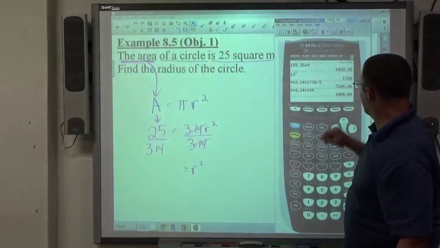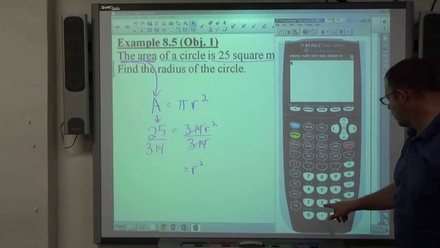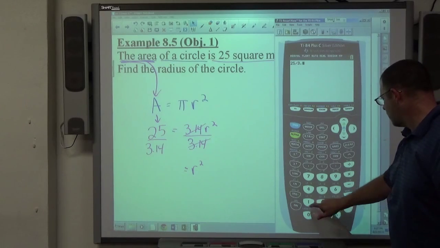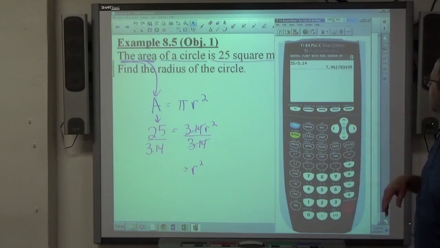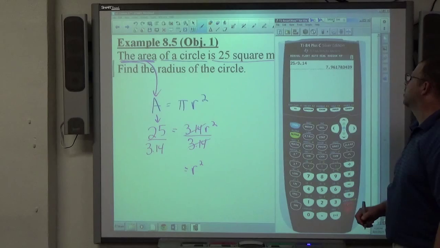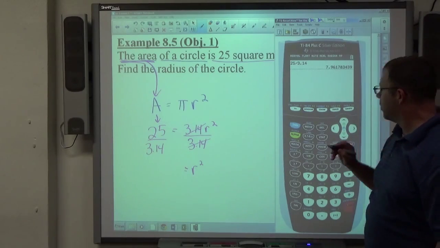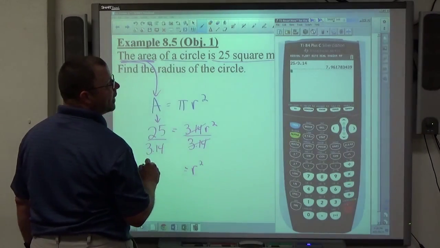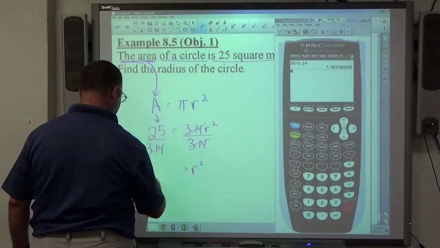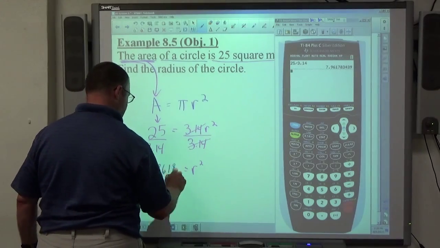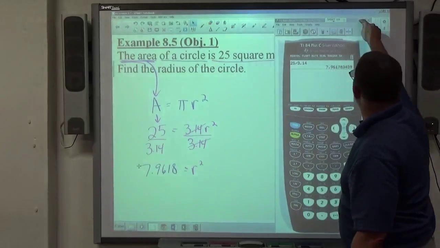So if I grab a calculator here and type in 25 divided by 3.14 equals, my calculator says 7.961783439. I'm going to go 4 decimal places, so about 7.9618. That's what r squared equals.